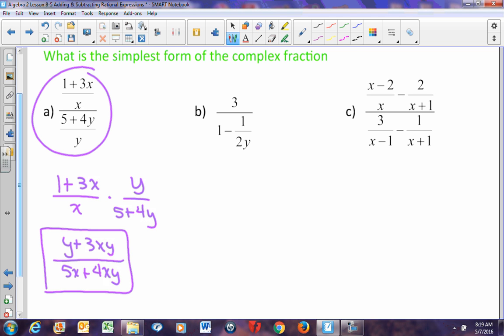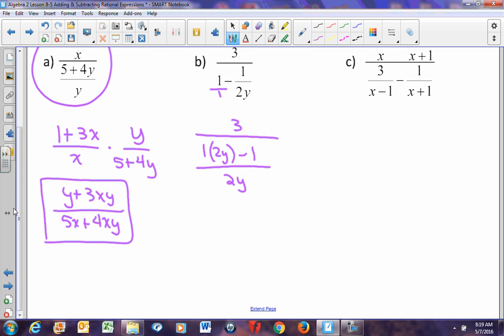Letter B here. The numerator doesn't have a fraction in it, so I can leave it alone. My denominator, I need to get a common denominator here. So I'm going to have 3 divided by, my common denominator is 2y, so I'm going to have 1 times 2y minus 1 all over 2y. That's my common denominator. My common denominator is 2y. If I simplify that a little bit further, I have 3 over 2y minus 1 divided by 2y.